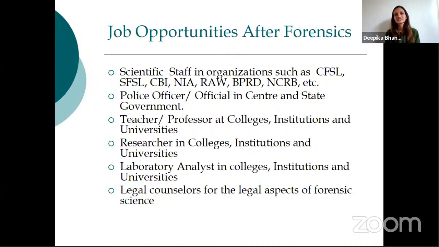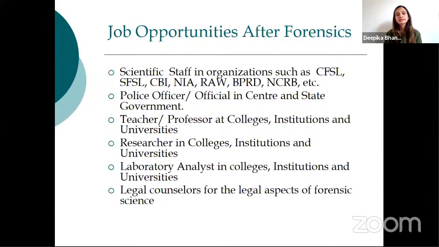What are the job opportunities of forensics? People who have studied forensic science can get recruited as scientific staff in organizations such as Central Forensic Science Laboratories, State Forensic Science Laboratories, then Central Bureau of Investigation, then National Investigation Agency, then Research and Analysis Wing, BPRD's Bureau of Police Research and Development, then NCRB's National Crime Records Bureau. In addition to that, we have Narcotics Bureau. We also have Government Examiner of Questioned Documents. There are various government organizations, and there are a lot of vacancies where forensic people can get recruited as scientific staff.